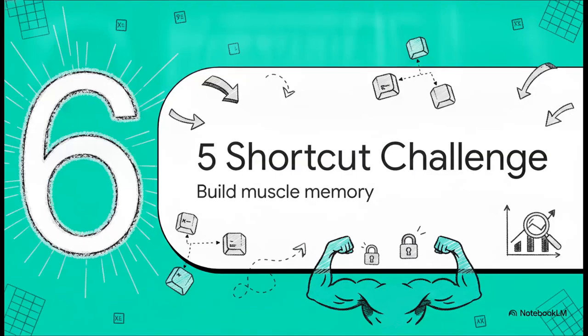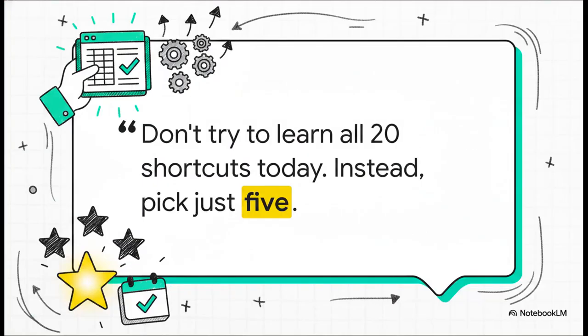Which brings us to our final section, Part 6, the 5 Shortcut Challenge. We've covered a ton of ground today, right? But the absolute best way to upgrade your workflow without getting totally overwhelmed is actually to start small. As the source brilliantly advises, don't try to memorize all 20 of these right now. Pick just 5. Pick the 5 that address your biggest daily headaches and force yourself to use them every single day for 1 week to build that muscle memory.